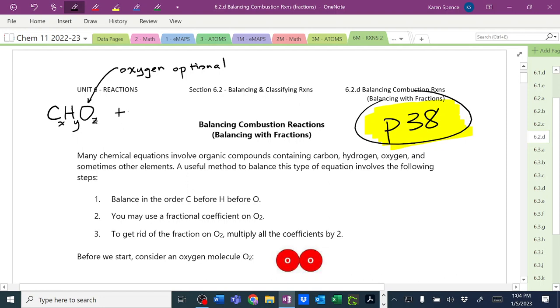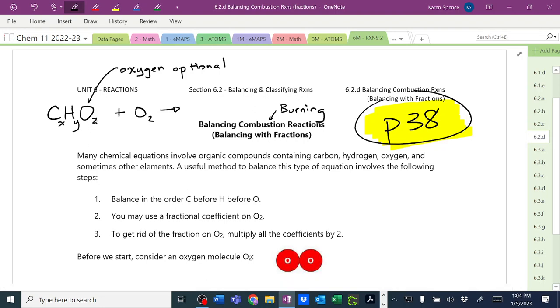Who is the other reactant in combustion? What do you need in order for fire to burn? You need oxygen. Yes, because combustion is just burning. Combustion is burning. Who are the products of combustion?